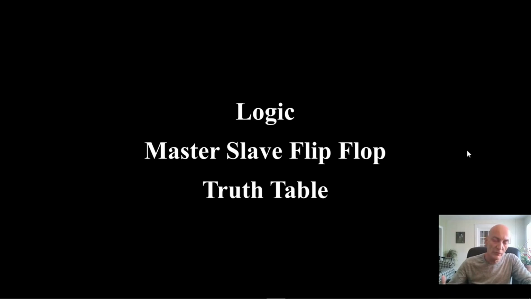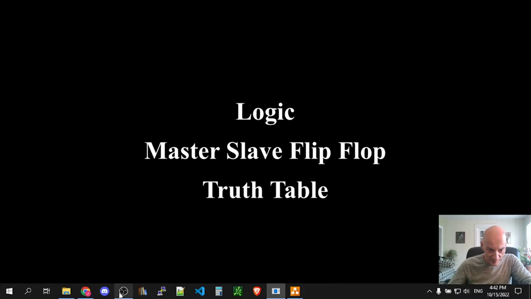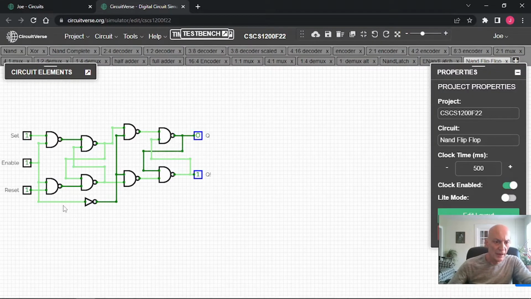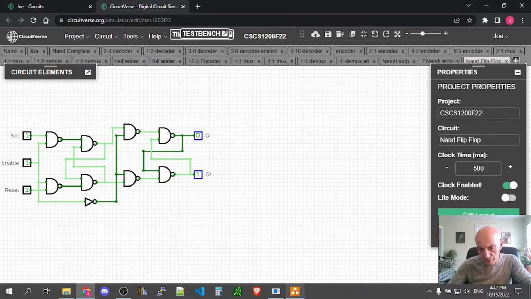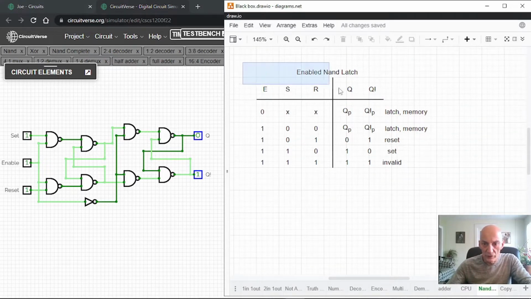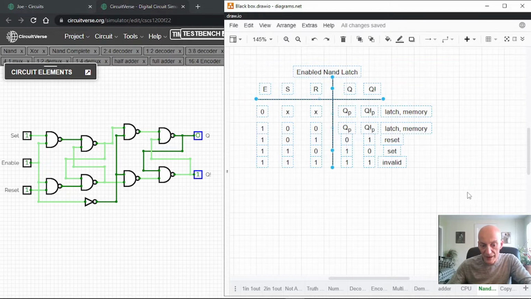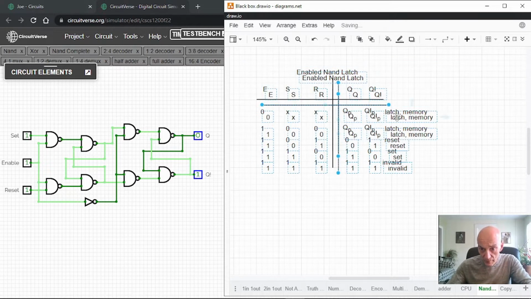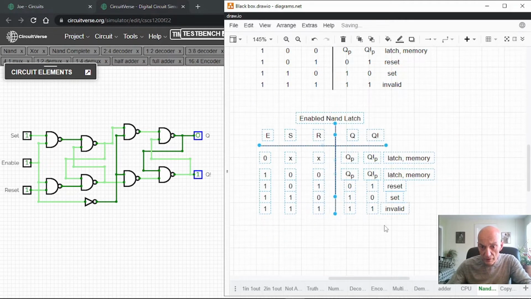In this session, we want to look at creating a truth table for that master-slave flip-flop. So I'll come back here to Circuitverse, and here was our flip-flop. I'll come over to diagrams.net, and I'm going to start with the truth table we had for the enabled NAND latch. Copy that, bring that down here.